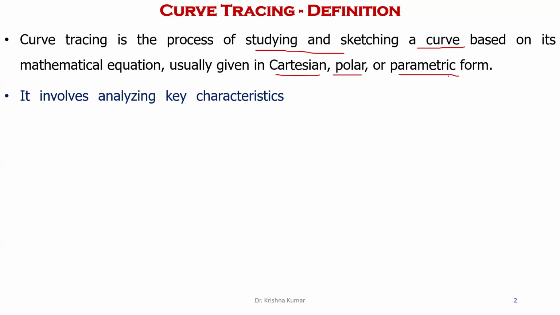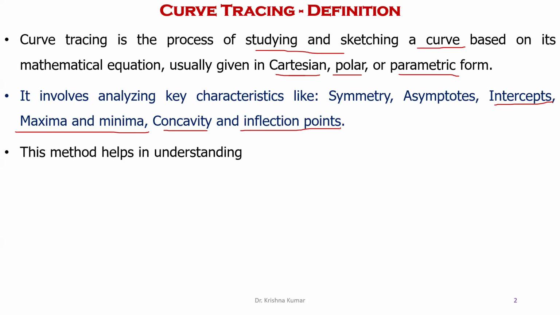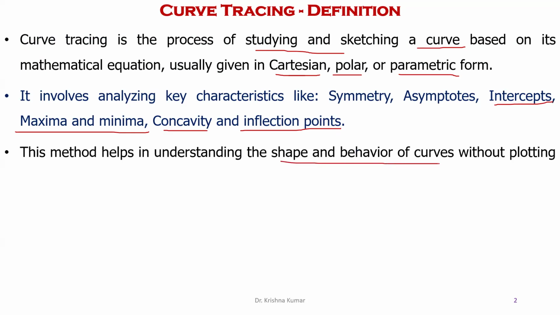It involves analyzing key characteristics like symmetry, asymptotes, intercepts, maxima and minima, concavity, and inflection point. This method helps in understanding the shape and behavior of curves without plotting numerous points manually. So this is the typical definition of curve tracing.